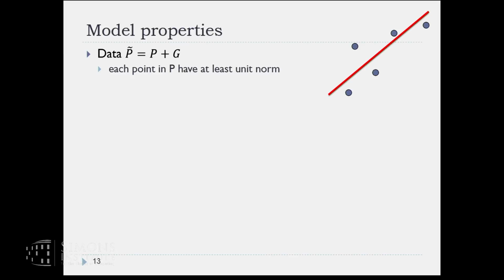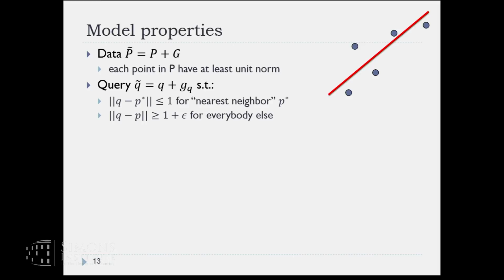And what you see in the algorithm is only the perturbed data, of course. Now I'm going to assume that each point has at least unit norm, so the signal there is a signal. It's not going to 0. That's kind of like a normalization. We're going to assume it's for every point.